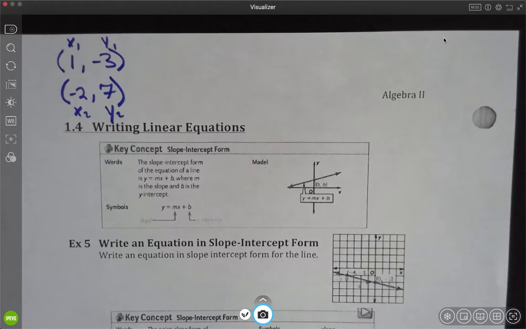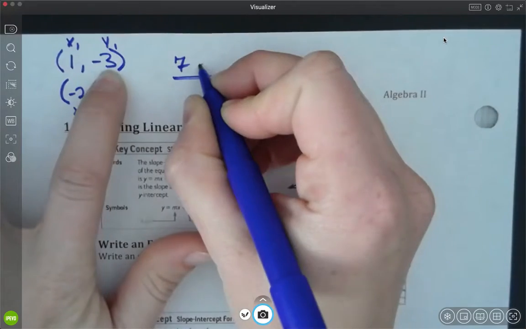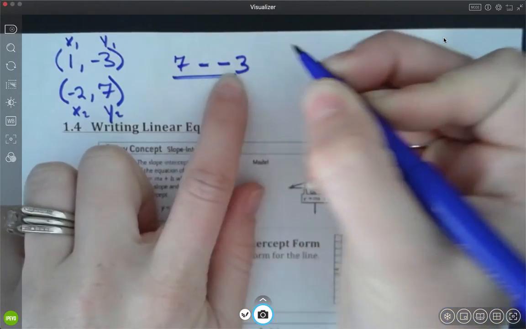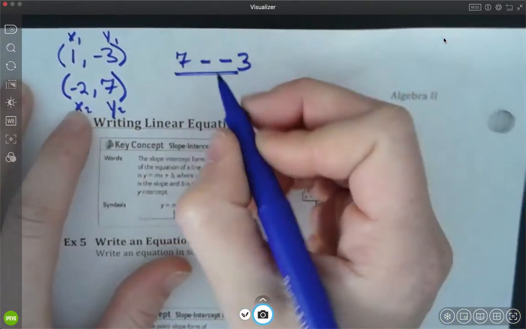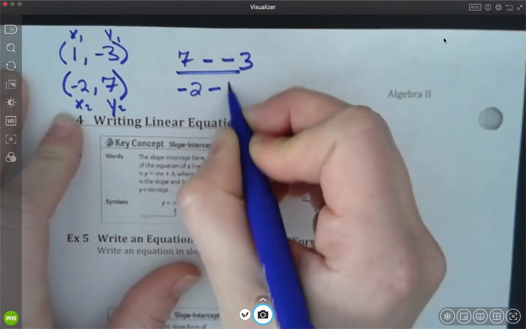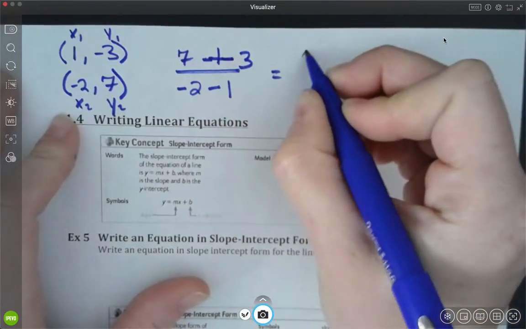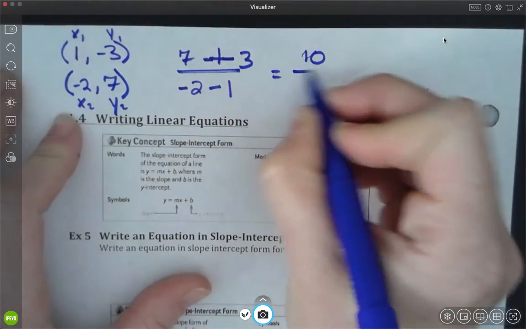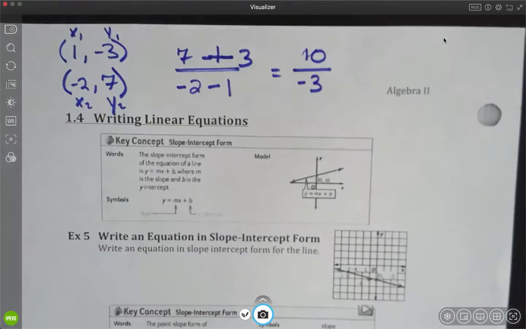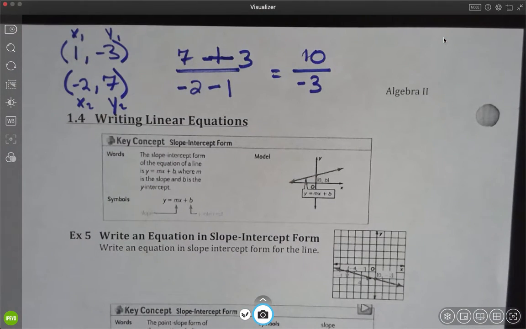It's M. Okay, so Y2 minus Y1, X2 minus X1. We're going to solve this thing here. Your second Y is 7. First Y is -3. 7 minus -3. We'll talk about that here in a second. Second X, -2 minus 1. So, minus negative becomes a positive. 7 plus 3 is 10. On the bottom, -3. 10 over -3 is what your slope is. Kind of disgusting, but that's okay.